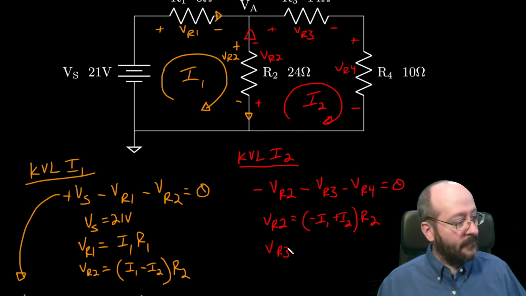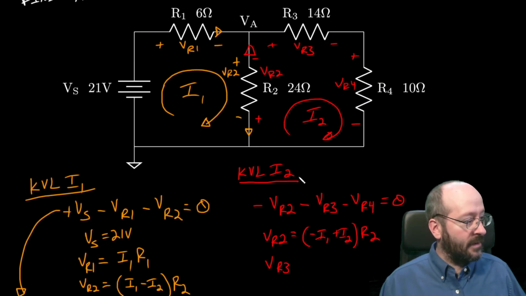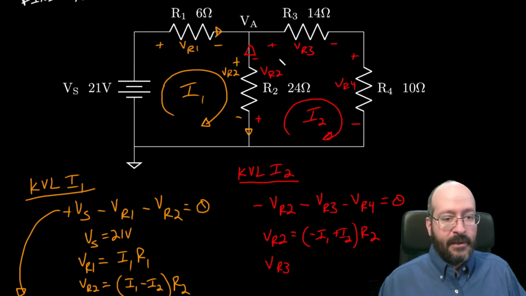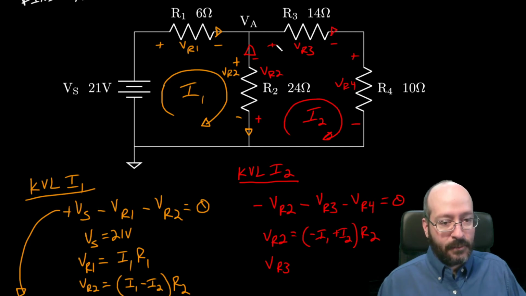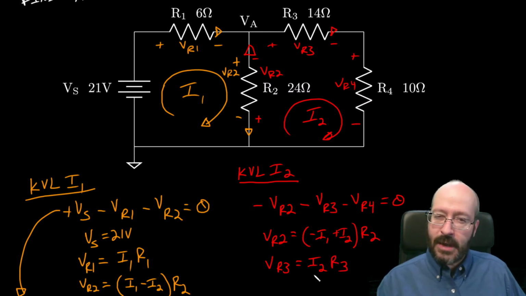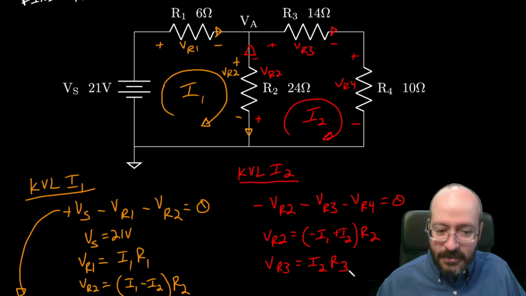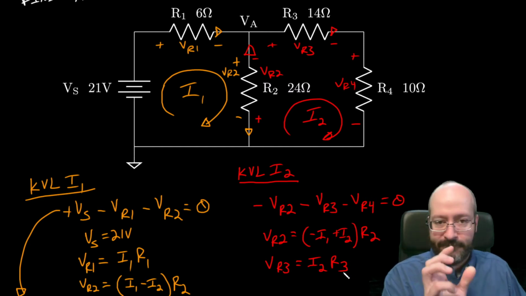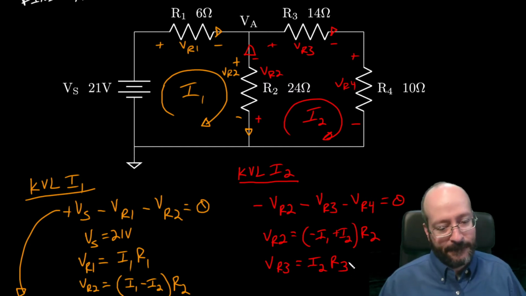VR3. See if I can squeeze that onto the screen. VR3, positive current direction is to the right, plus and minus through a passive component to the right. Does I1 touch it? Nope. Does I2 touch it? Yep, and it's in the positive direction. And we multiply by R3. This becomes a little bit of a bookkeeping exercise. That's I2, that's R3. Careful with your subscripts there.